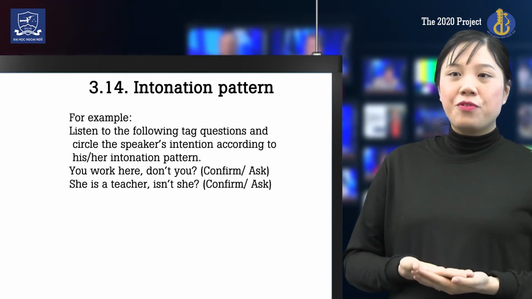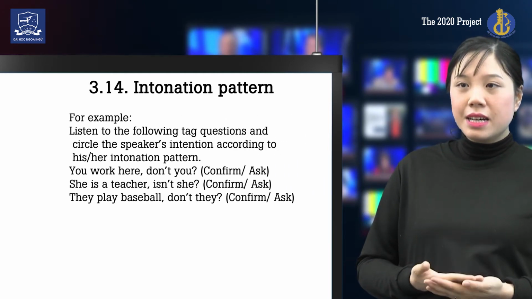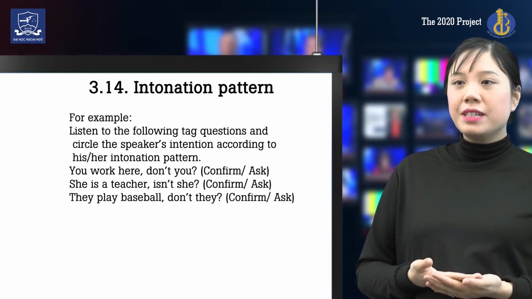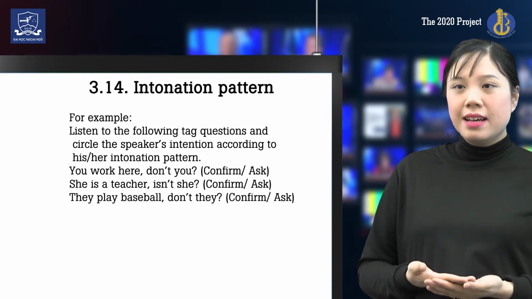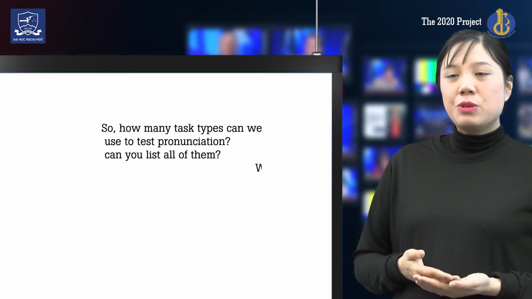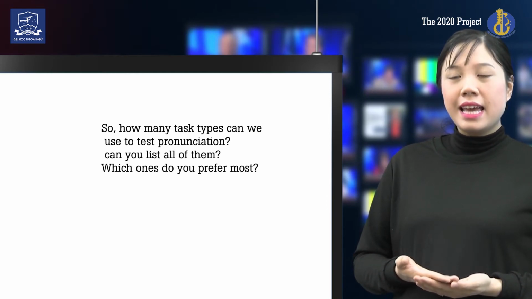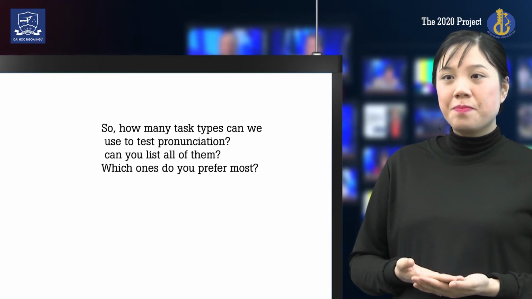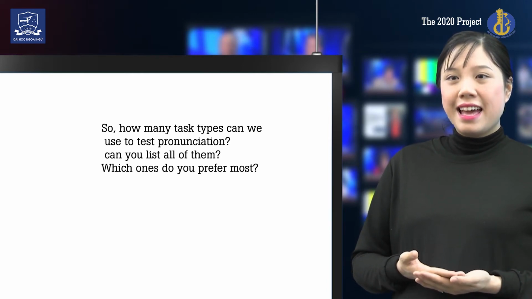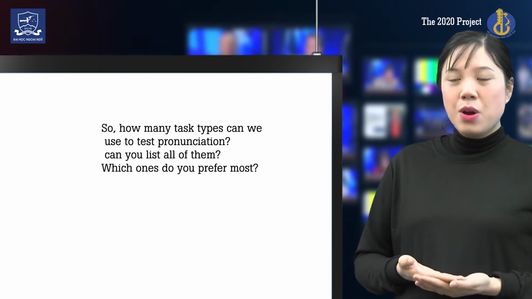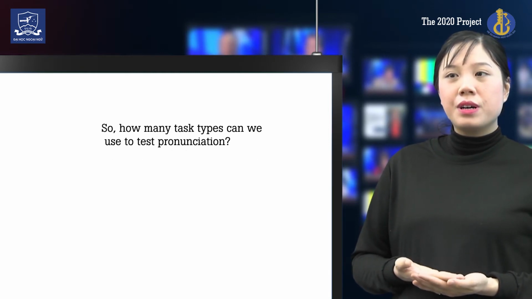And finally, 14. In the task type of intonation patterns, test takers listen and identify the speaker's intention according to his intonation patterns. Now, I want to ask you some questions. Firstly, how many task types can we use to test pronunciation? A lot, right? Second, can you name all of them? And lastly, which ones do you prefer most?